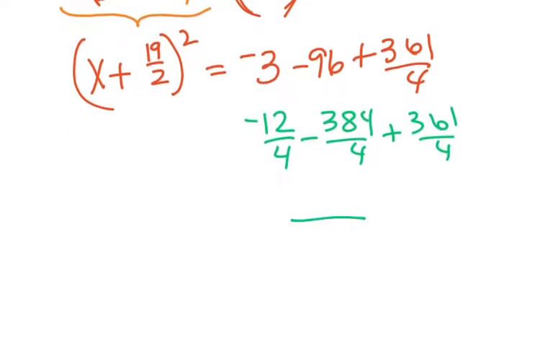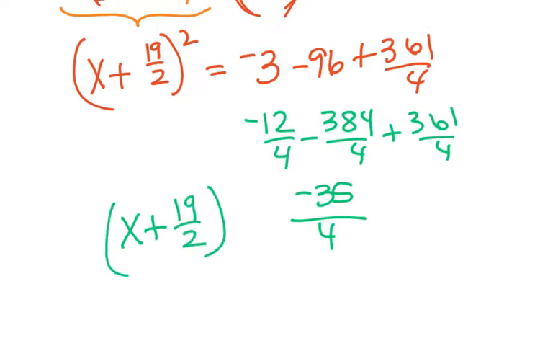So since they're all over 4, I'm just going to have that, and then I can get my calculator and do negative 12 minus 384 plus 361, and I get negative 35. So none of this is looking really pretty. We've got the 19 halves and the negative 35 fourths. So we have to be able to deal with fractions and all the numbers that we have to encounter in these types of problems: imaginary, complex, fractions, irrationals.